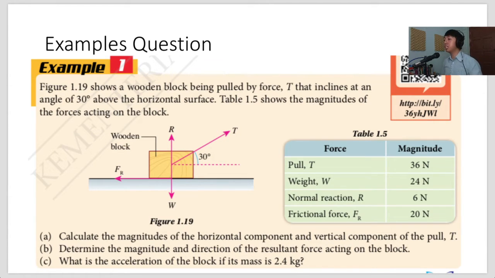So the first question is: calculate the magnitudes of the horizontal and vertical components of the pull T. So let's do that right now. You can try this along. The answer is in your textbook, so you don't actually need me to show you the answer. But what I wanted to show you is how you do it step by step.